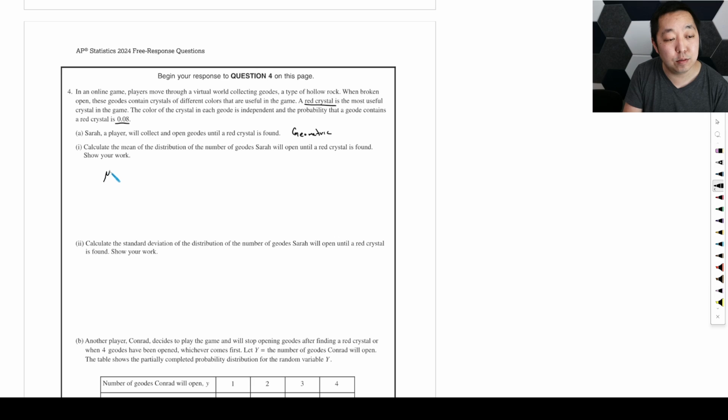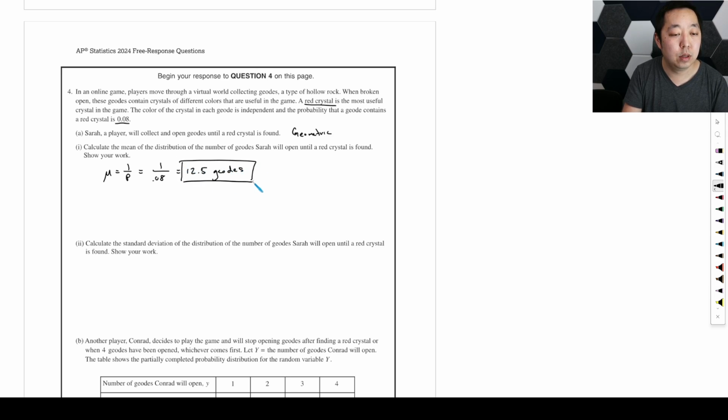The mean for a geometric distribution is 1 over p, where p is the probability of success. So the probability of success is 0.08. So this is going to be 1 over 0.08. And that's going to be 12.5. What do we call it? Mean number of geodes. I like to always just put geode.